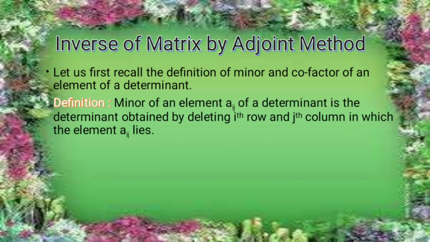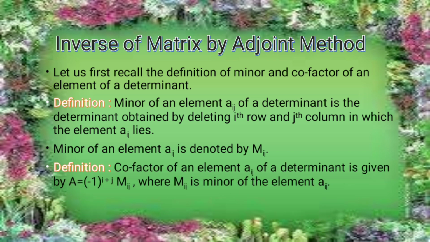Minor of an element Aij of a determinant is the determinant obtained by deleting ith row and jth column in which the element Aij occurs. Minor of an element Aij is denoted by Mij. Now see the cofactor definition. Cofactor of an element Aij of a determinant is given by minus 1 raised to the power i plus j into Mij, where Mij is the minor of the element Aij, and cofactor is denoted by capital Aij.